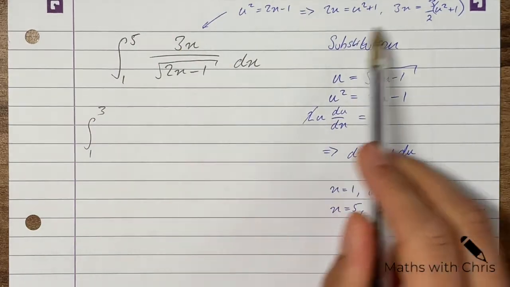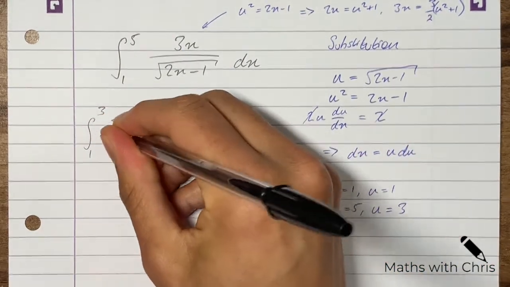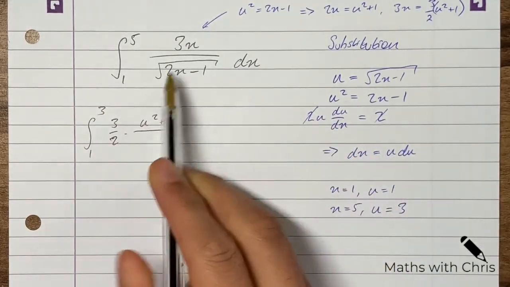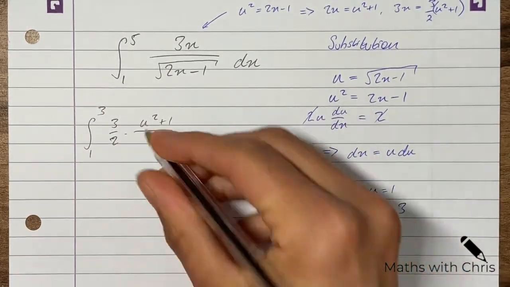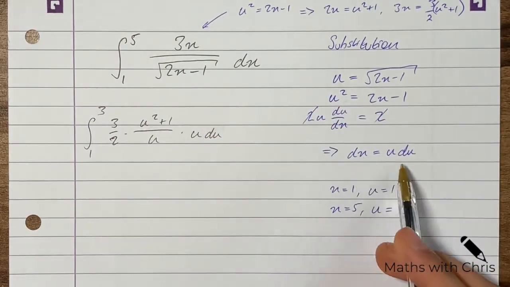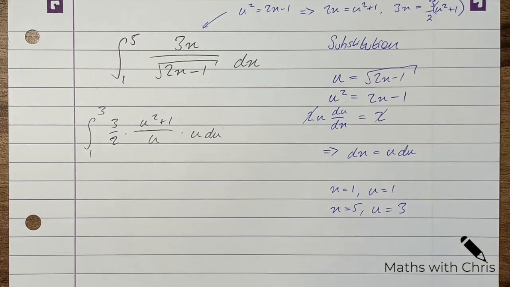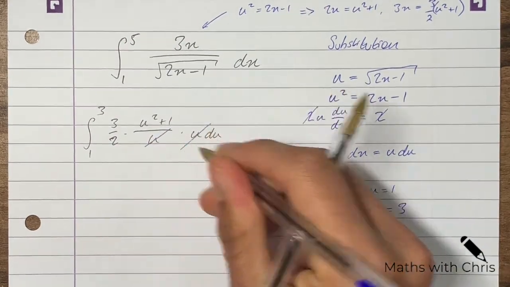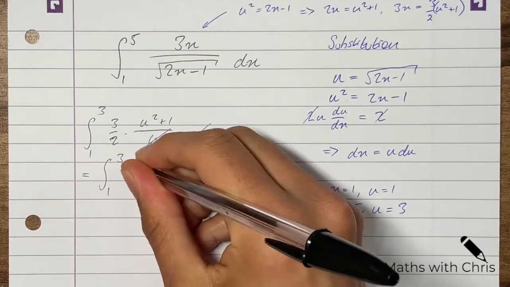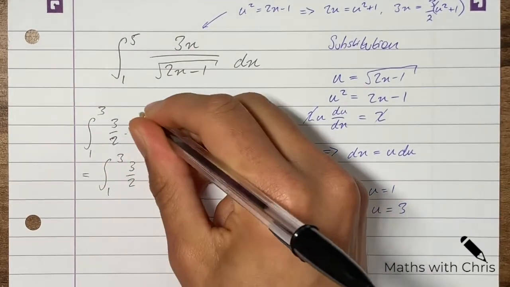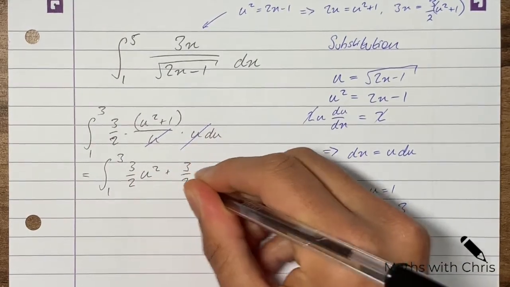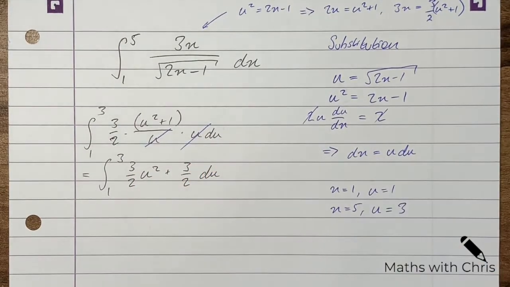of 3x, which is this bit, the 3 over 2 times u squared plus 1, all over the square root of 2x minus 1, which we know is u, and then this is times u du, which is our dx is equal to u du, which is nice because these u's cancel out. So we're just left with the integral between 1 and 3 of 3 over 2, like it's here, u squared plus 3 over 2 du.